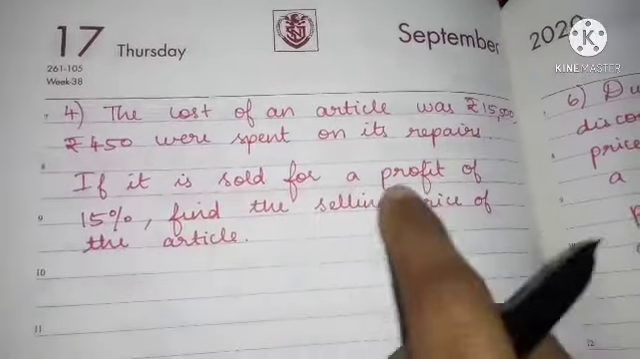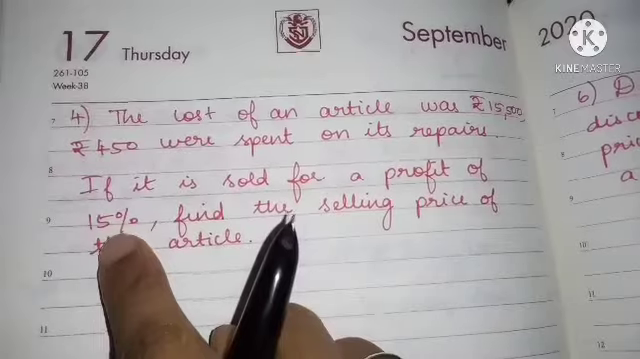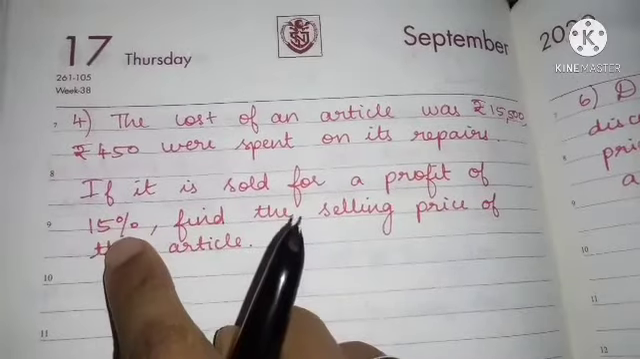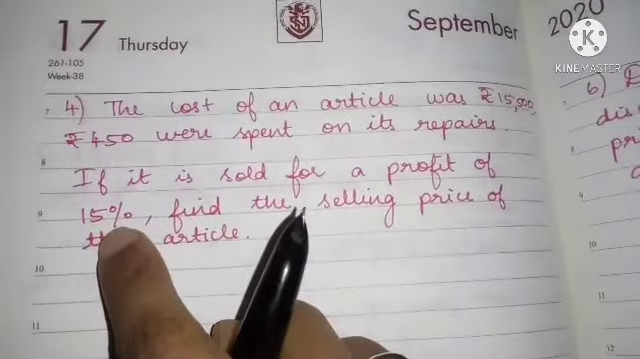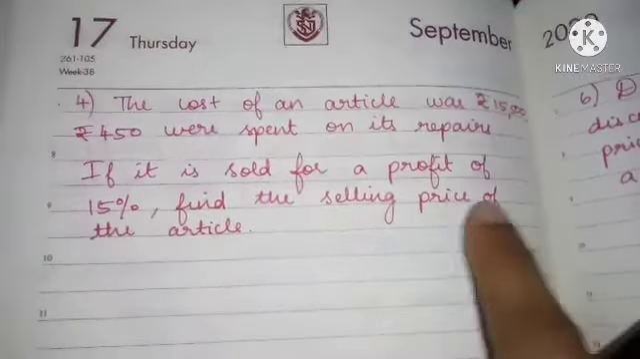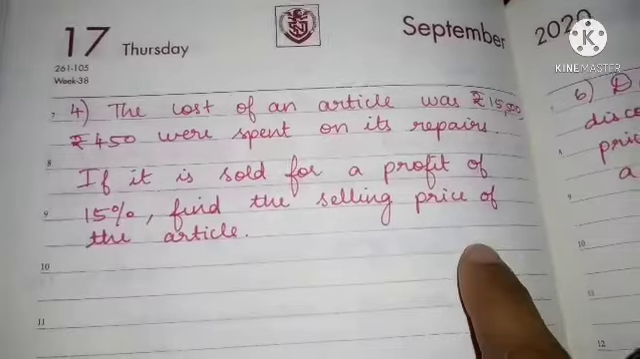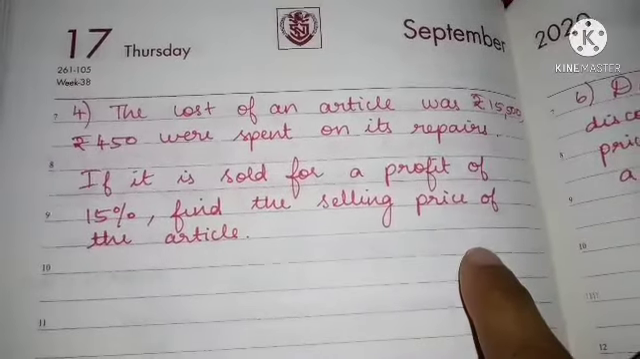Then it is sold for a profit of 15%. So what profit percentage is given? 15%. We should find the profit and then find the selling price of the article.